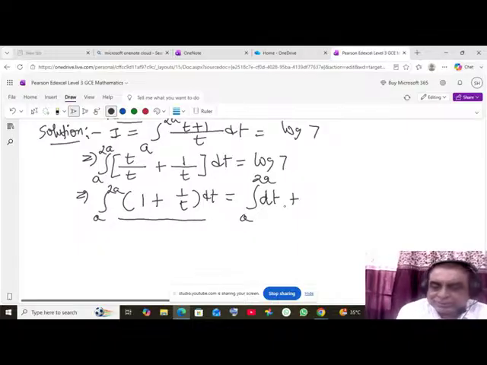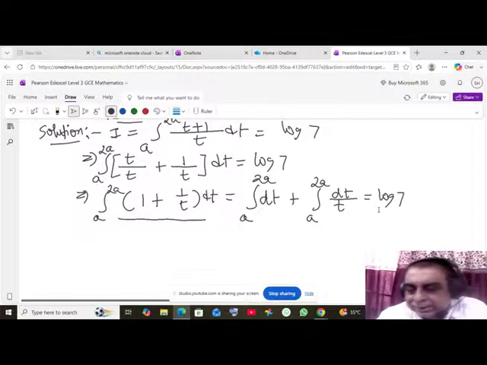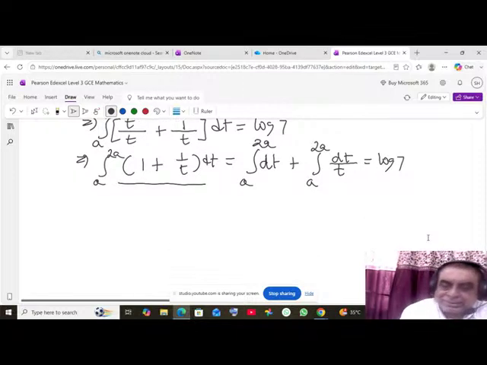So 1 times dt is dt, and plus 1 upon t dt, from the lower limit a to the upper limit 2a. So that becomes dt upon t, and the value is equal to log 7. Now you write the integral of these. The integral of dt is t. Here you write in box brackets lower limit a and upper limit 2a, and plus.